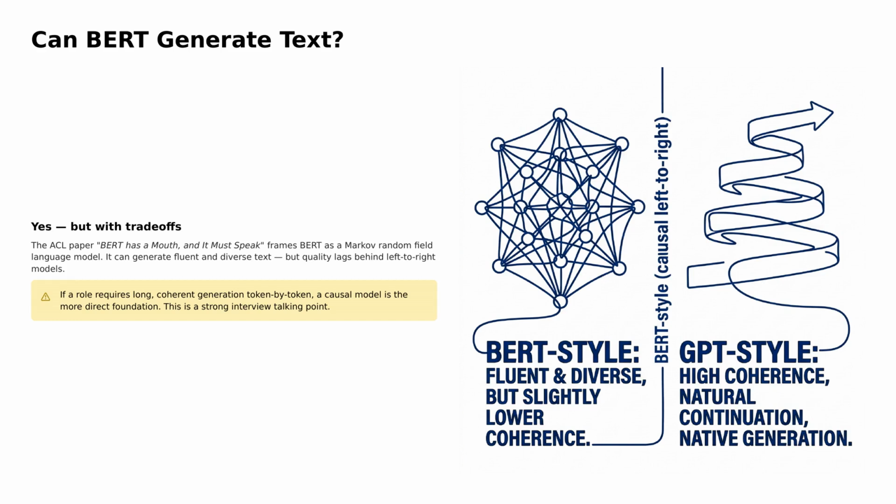Yes, BERT can generate text, but there's an important caveat. The ACL paper "BERT has a mouth and it must speak" showed that if you treat BERT as a Markov random field language model, it can produce fluent, varied text. The trade-off is that it generally falls short of left-to-right models in overall generation quality. So for long, coherent token-by-token generation, causal models are usually the more natural choice.